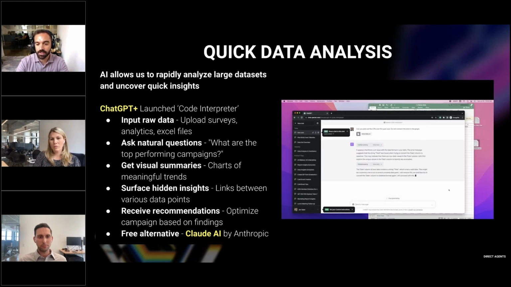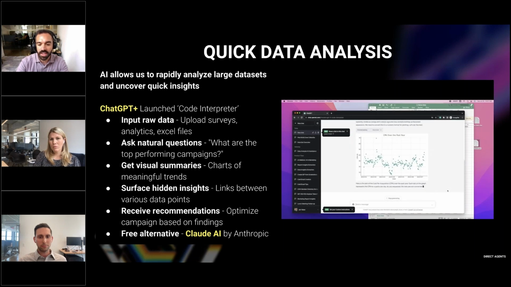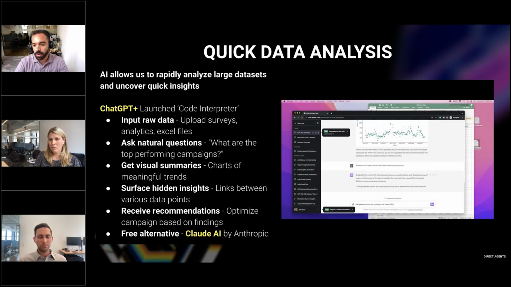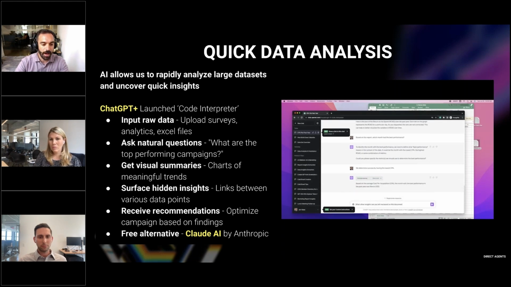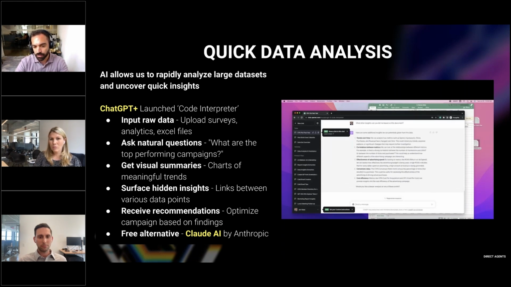and just start asking questions about it. I said, first, tell me about how the CPA has been performing year to date, and it even creates charts. It visualizes the data for me. I asked it to do the same for ROAS. And from there, I just started asking, like, hey, what were the best performing months? What are some other general insights that you can pull from this?